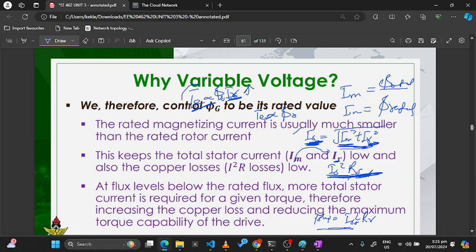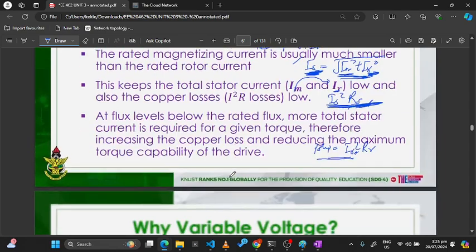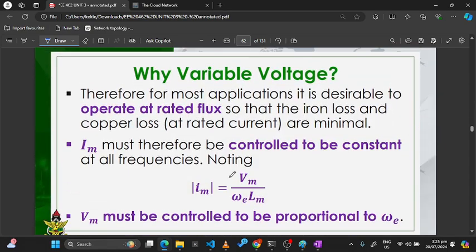you increase the flux to the rated flux. Okay, then that's a high value. Then you have your IR. Therefore, increasing of copper loss and reducing the maximum torque capability of the drive. Okay, therefore, for most applications, it is desirable to operate at a rated flux so that iron loss.